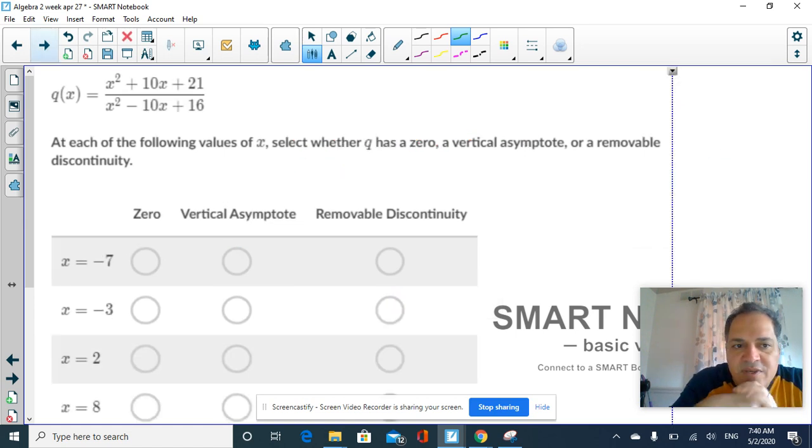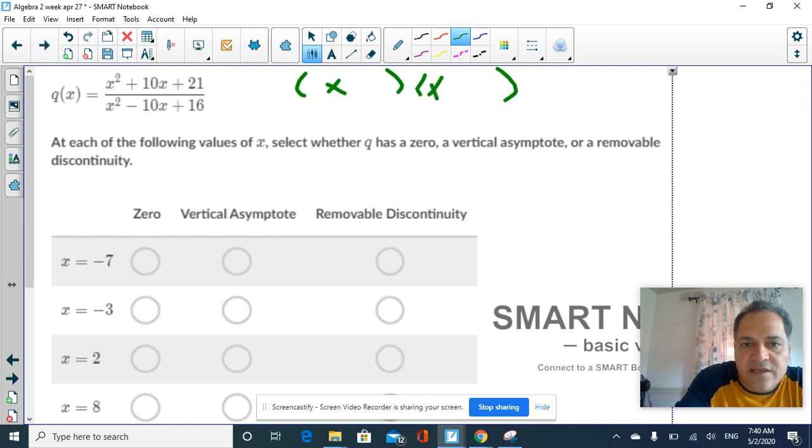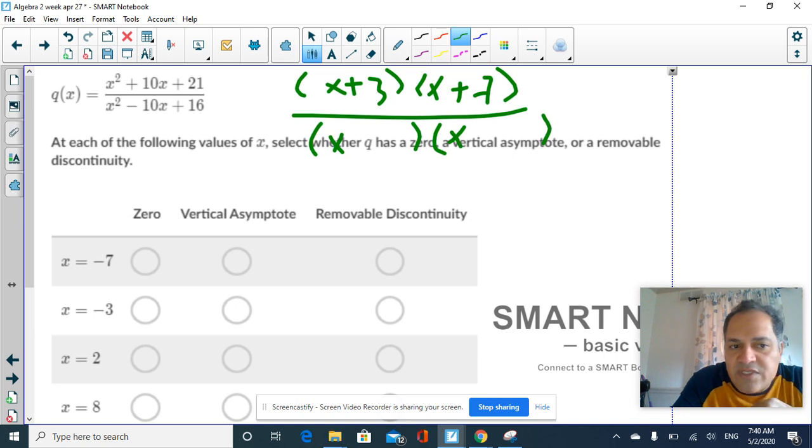One more question. Factor your function. x and x, 3 and 7, plus and plus. Over x what? Yes? Good job. x and x. What are the factors of 16? 2 and 8, negative and negative. 3 times 7 is 21, and 3 and 7 make 10. 2 times 8 is 16. 2 and 8 make 10.